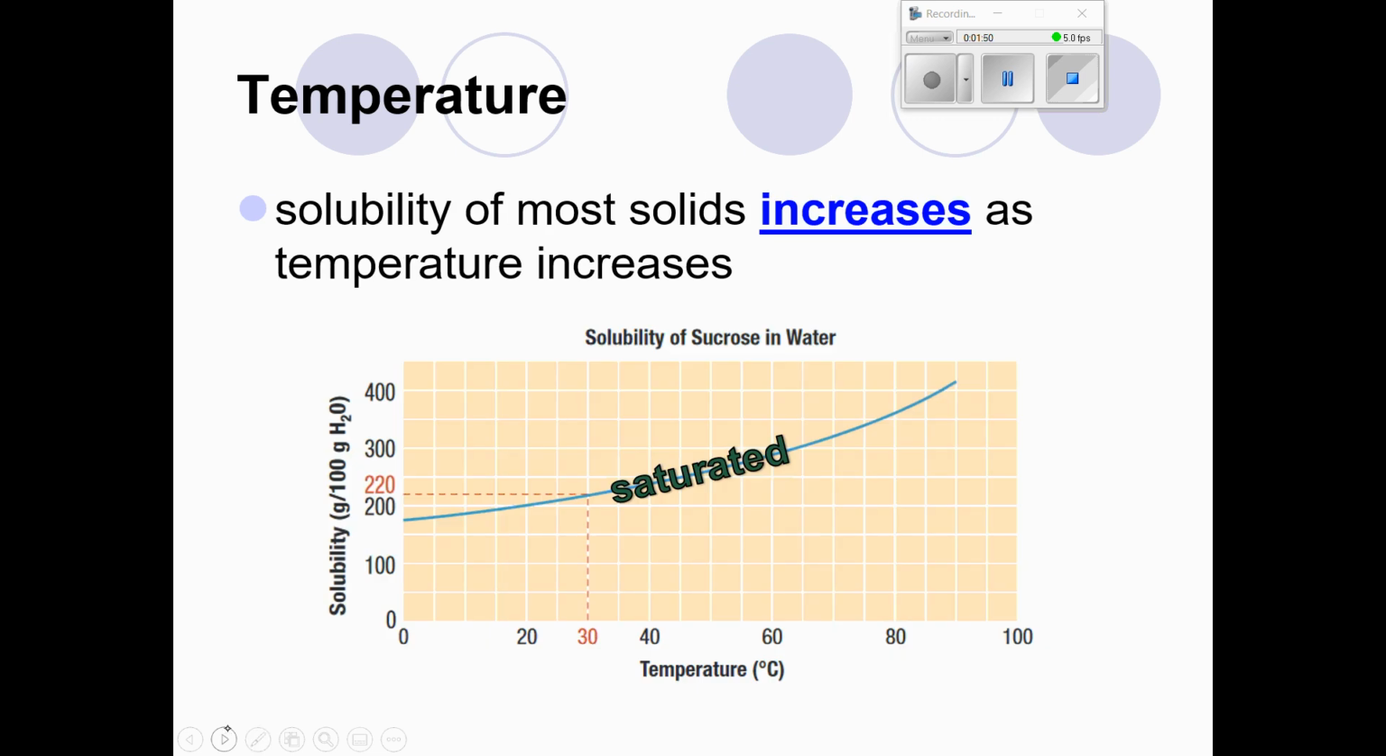So to look at that, we can have something called a solubility curve. This shows you the maximum amount of that substance that can dissolve at a given temperature. The maximum amount is called saturated. So the solution can be saturated at that temperature. Let's look at an example. At 30 degrees, the most sucrose that we can dissolve in water would be 220 grams per 100 milliliters. So it's quite a bit of solubility, right?